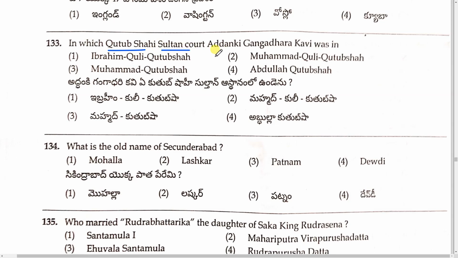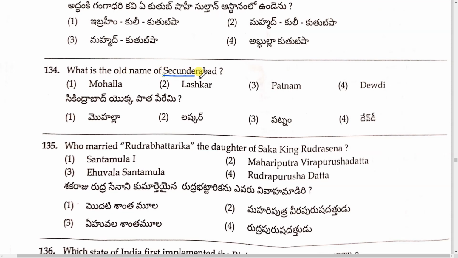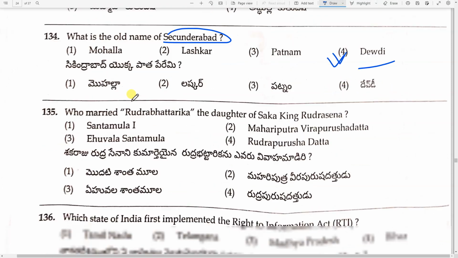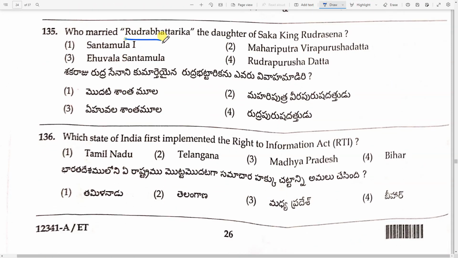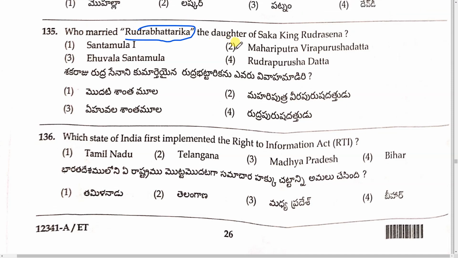Qutub Shahi Sultan's court: Addanki Gangadhara Kavi was in the court of Ibrahim Quli Qutub Shah. What is the old name of Sikandrabad? The old name of Sikandrabad is... Who married Rudra Bhatrika, the daughter of Saka king Rudrasena? With whom did she marry?